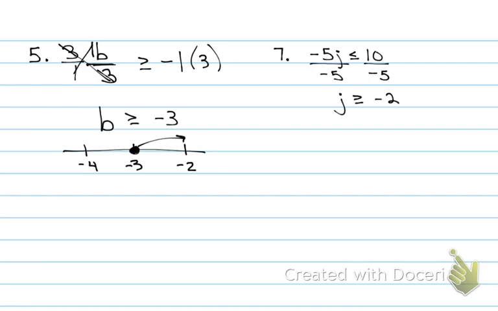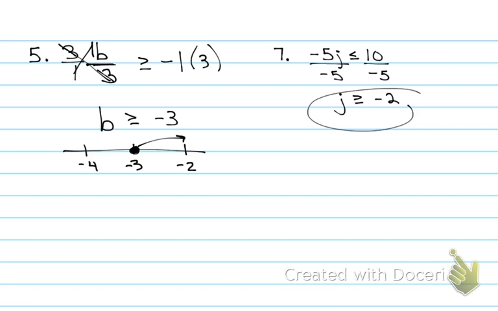So 10 divided by negative 5 is still negative 2. But instead of it being less than or equal to, it's now greater than or equal to. I have to do this in order to make my solutions work in the original inequality. You guys remember what we talked about yesterday, what does the solution mean? What does this statement mean?